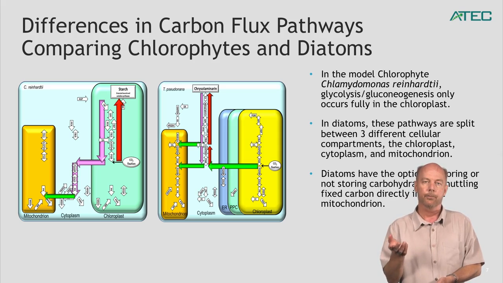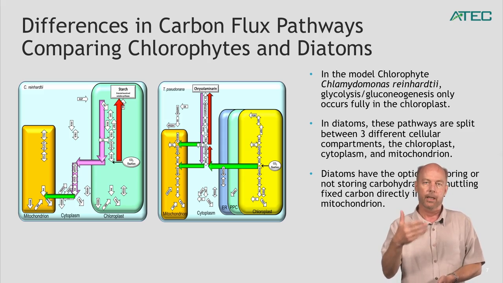In a diatom, because they store their carbohydrate outside the chloroplast, they have a couple of different options in terms of how they can process that carbon. They can choose to store the carbon as chrysolaminarin if they want to, or they can use it directly and import it out of the chloroplast into the mitochondria and use that for division. Now that gives them some flexibility.